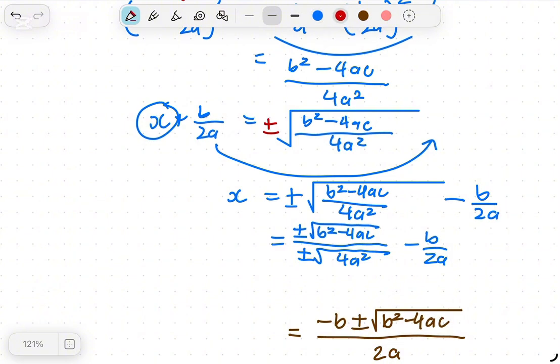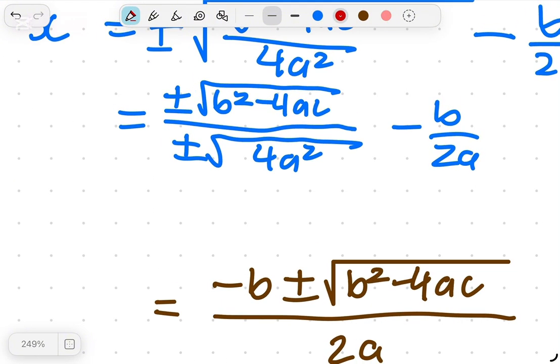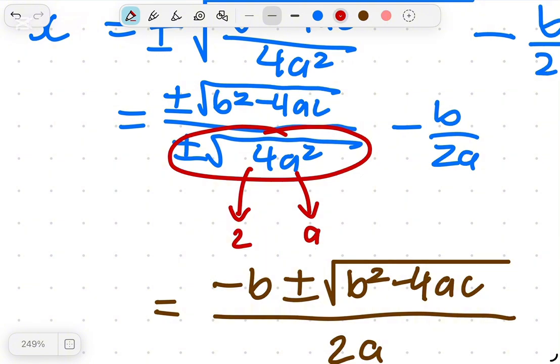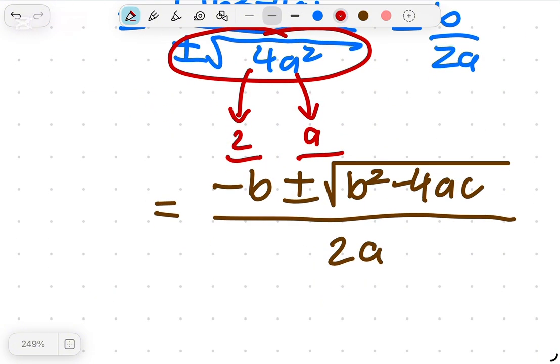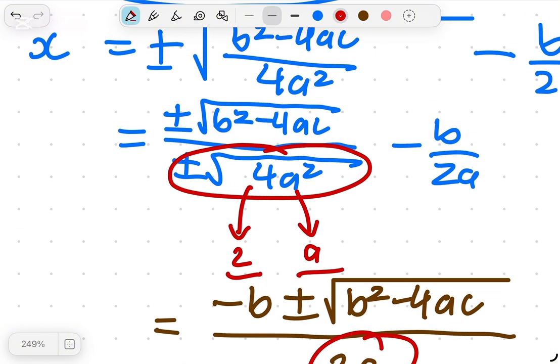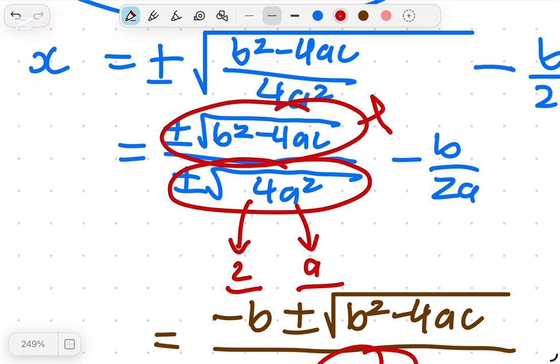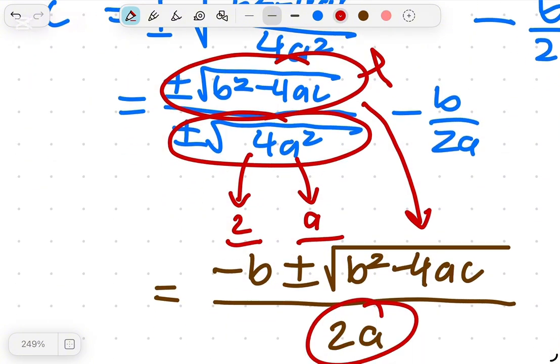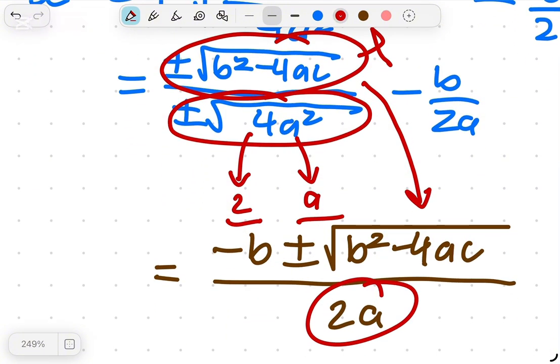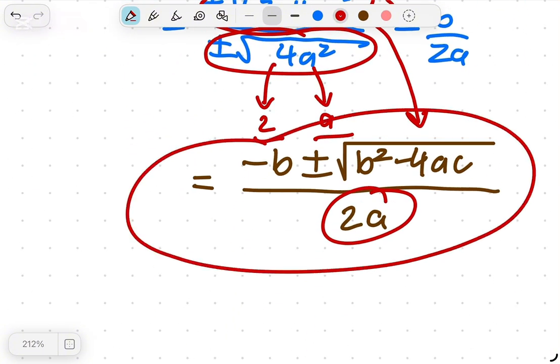Now, what can we simplify here? See? Square root of 4 and a squared. Square root of 4 is 2. Square root of a squared is a. And that's how we get 2a over here. Since the numerator cannot be simplified, we just write it as it is with the plus and minus. And after combining the fractions together, we get this equation over here. I hope that is easy to understand.